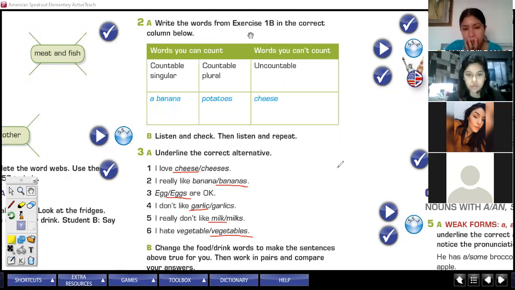Okay, copy this, please. Escriban esto, 1 minute, and then we're gonna go to the next part. Podemos escribir solo las respuestas. Yes.